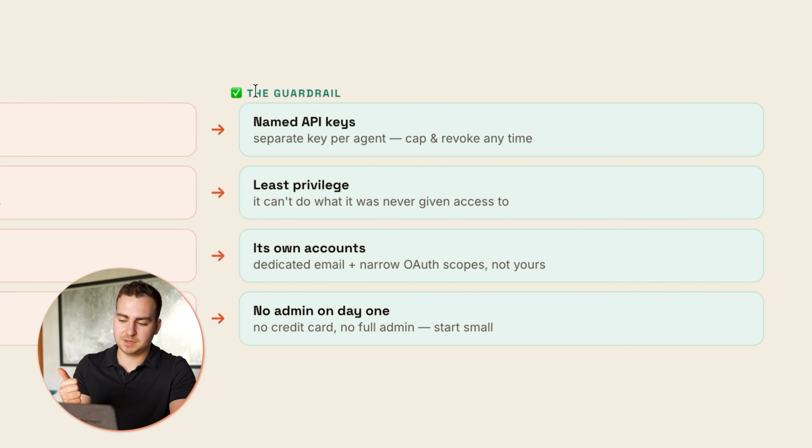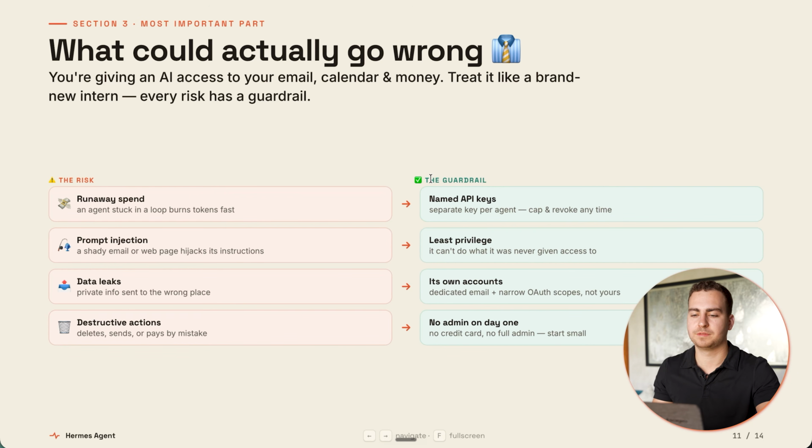So you can see we have named API keys, least privilege, making your own accounts, and then again, not giving full access on day one, slowly building up until you trust the agent, so it's not going to make these types of mistakes. So just be really careful when you set this up. Again, I'm going to go through all of the best practices.